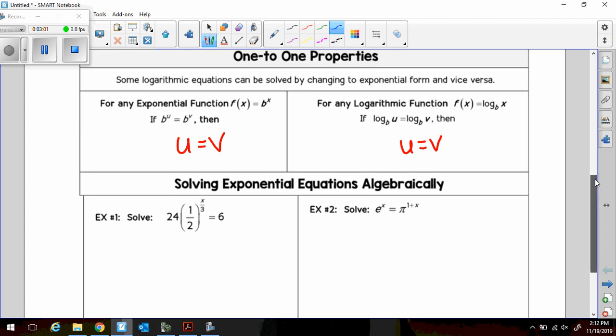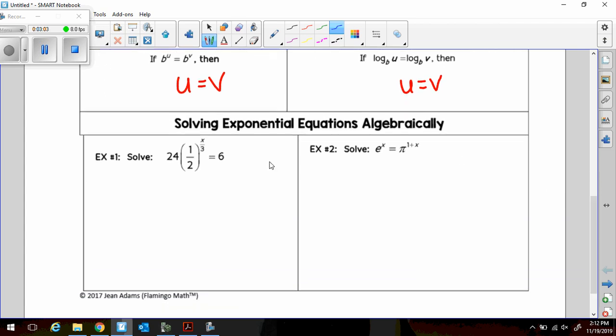Alright, so what we're going to do is solve these. These are going to be a little bit more complicated than last time. So I'm first going to try to get my base, or the thing that has the exponent, by itself. So I can divide this 24 over to get rid of it. Divide both sides by 24. And this 24 divided by 24 is just going to give us 1 times this. So we're going to have 1/2 to the x over 3 equals 6 over 24, I believe, is 1 over 4. Tell me if I'm wrong.